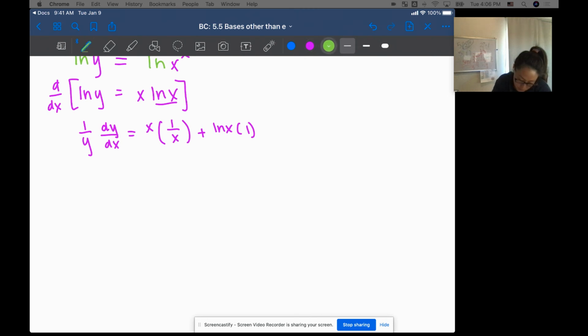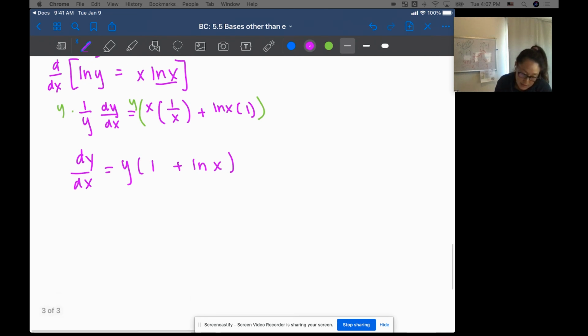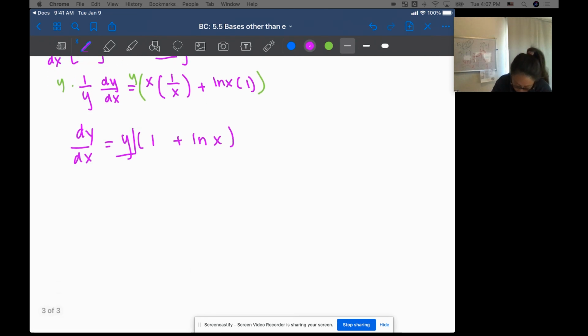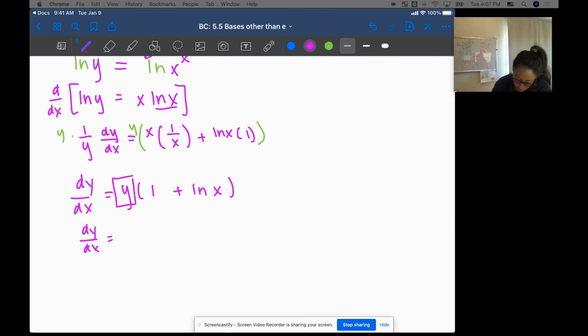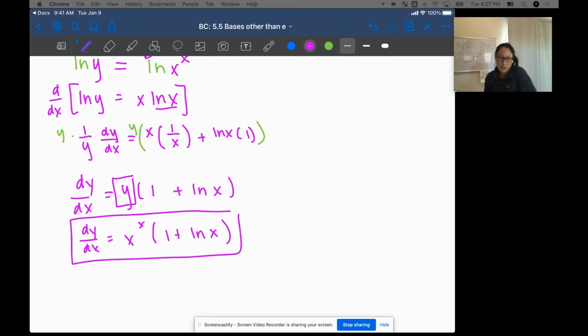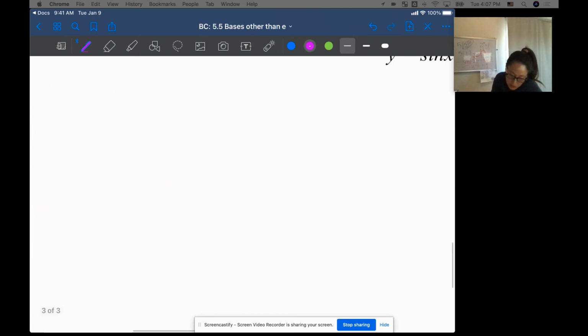So I multiply both sides by y. I like to multiply it in the front. Okay. So I get dy/dx is equal to y times 1 plus the ln of x. And then for the last step, we're just going to replace y with x to the x. So dy/dx is equal to x to the x times 1 plus the ln of x. Ta-da! Last example for realsies.